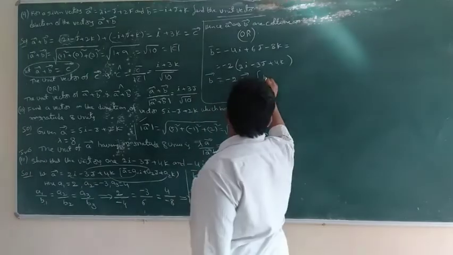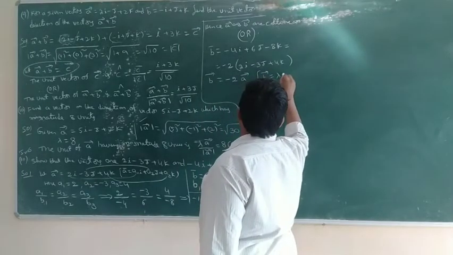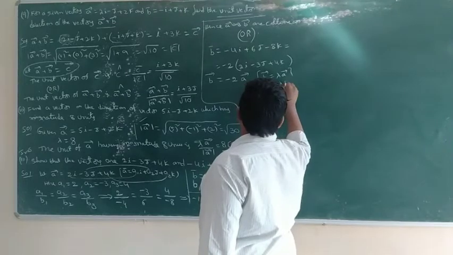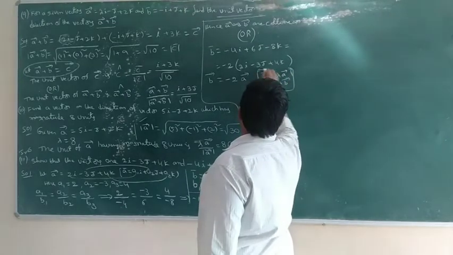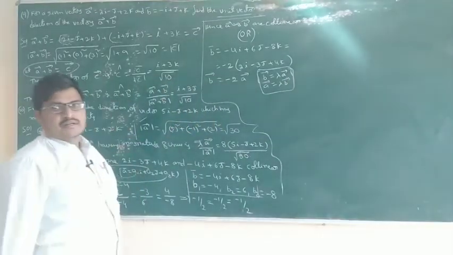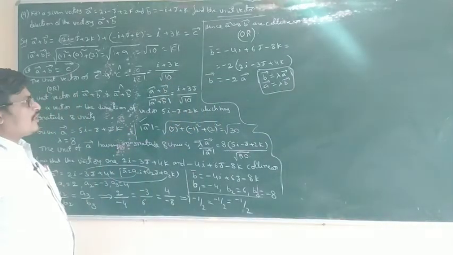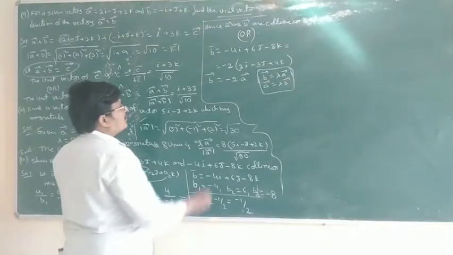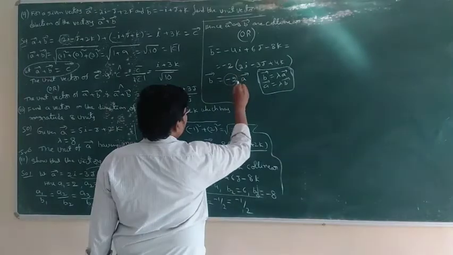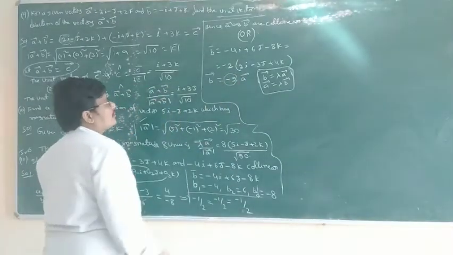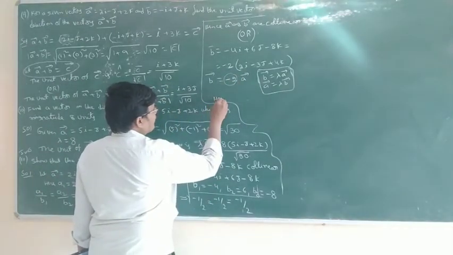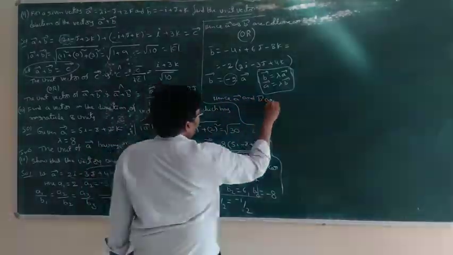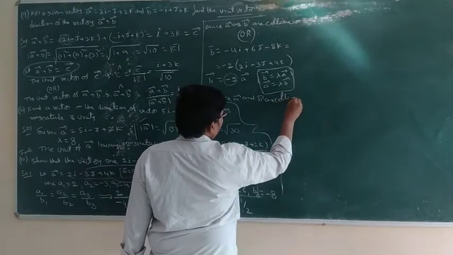So b bar is equal to lambda into a bar, or a bar is equal to lambda into b bar. Here lambda is a parameter, any real number, negative or positive. So b bar is equal to some lambda into a bar. So these are collinear simply. Hence a bar and b bar are collinear.